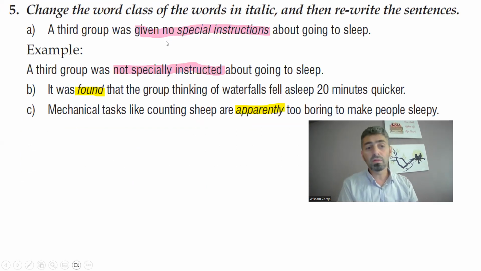A third group was given no special instructions about going to sleep. You can just put it this way: a third group was not specially instructed about going to sleep. So special became specially. Special is an adjective, specially is an adverb. Instructions is a noun. Instructed is a verb in the passive. So this is the second technique, which is using a different word class. So I said word family here. It's about parts of speech here.